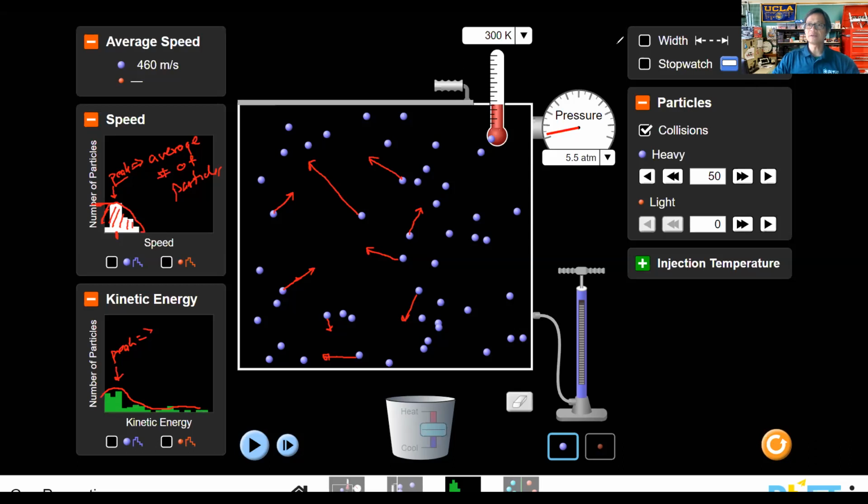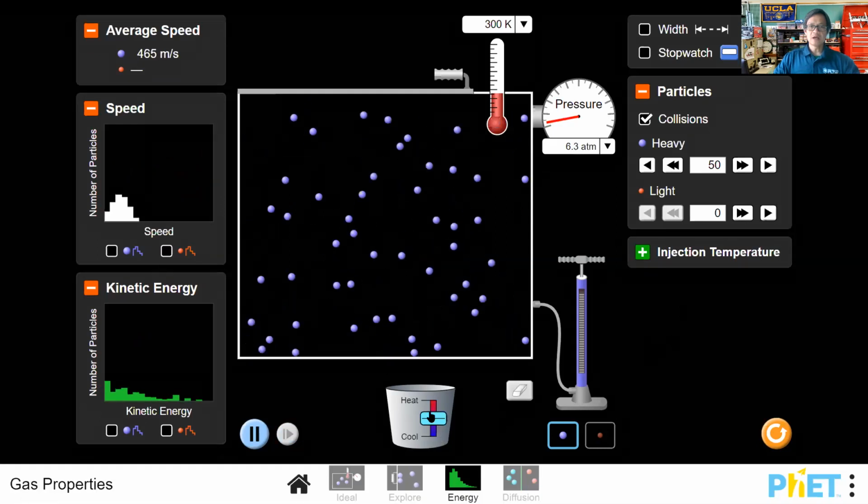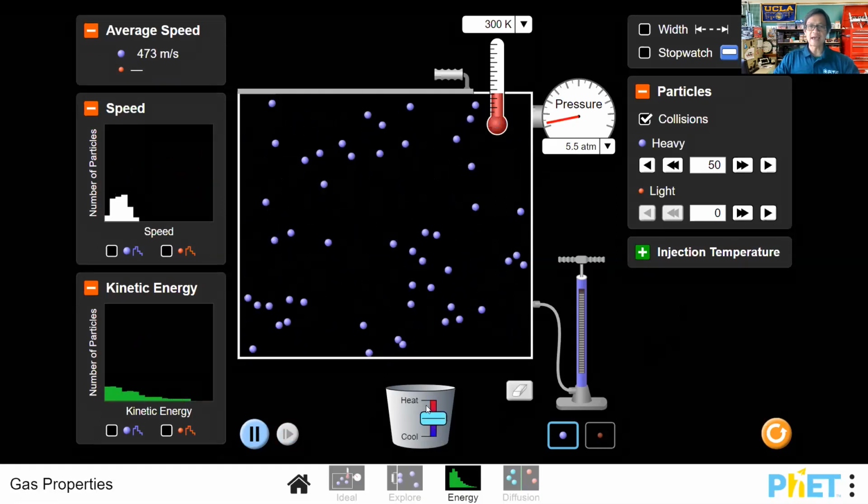Okay, so let's go ahead and continue on. Let's see what happens when we change some factors. All right, so let's unpause it. There are our gas particles moving. The graph seems to sit right here. Let's take a look at what happens when we add heat energy.